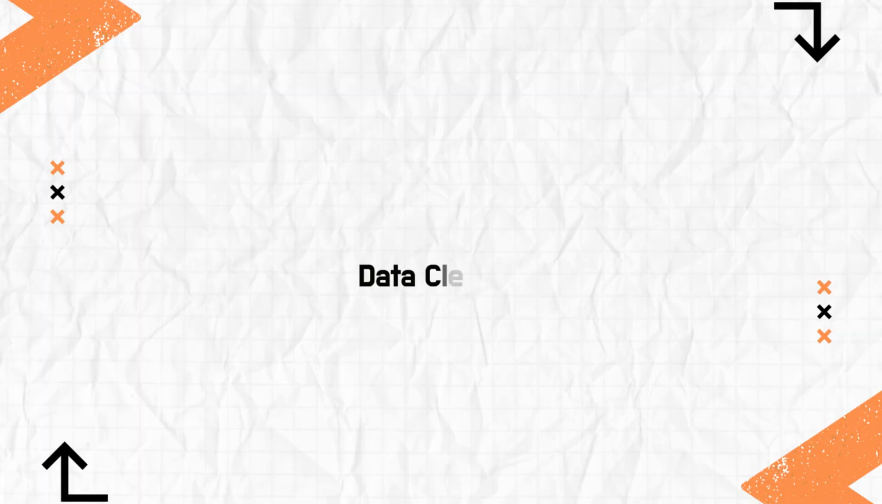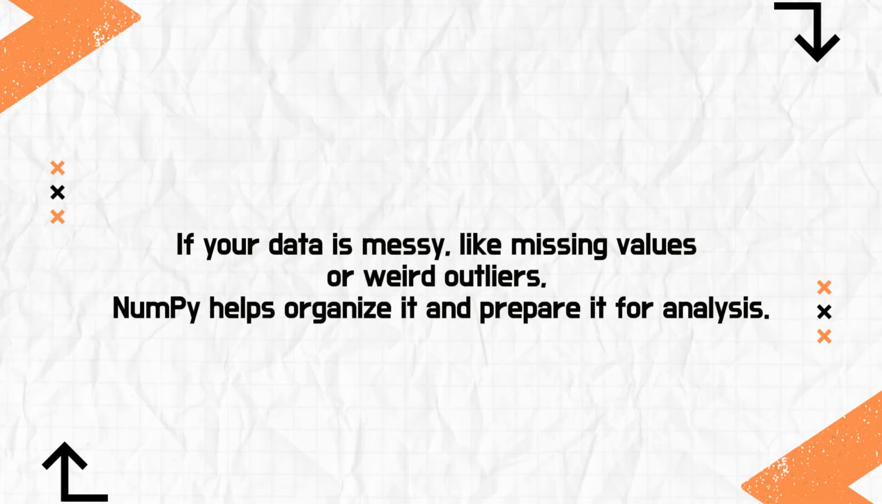Fourth thing why NumPy is amazing: data cleanup. Let's say your data is messy, with missing values or weird outliers. NumPy helps organize it and prepare it for analysis. Some of us, if you go to our data, you see there are missing rows, outliers, and unnecessary things that are not meant to be in that data. You can write a code that will organize that data and prepare it for analysis. That is the fourth thing why NumPy is amazing.